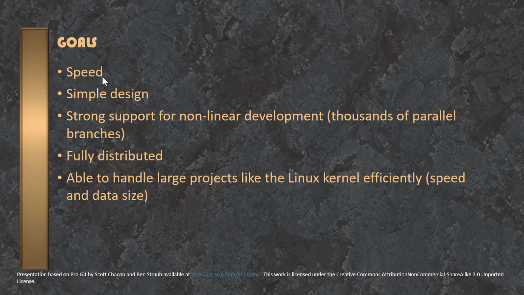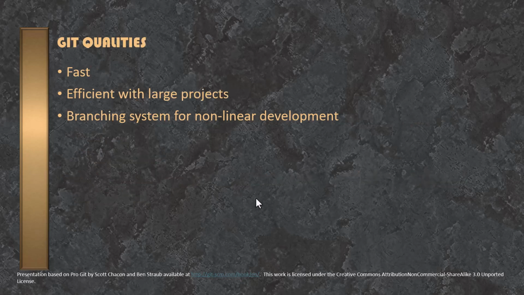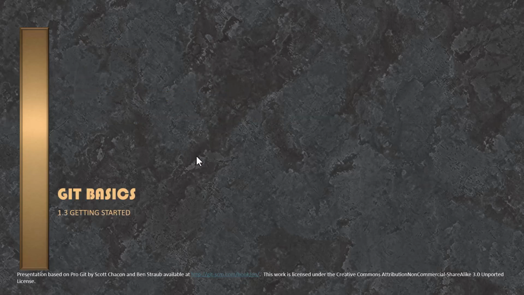So the goals were to have something that was fast, simple in design, with strong support for nonlinear development, fully distributed, and able to handle large projects like the Linux kernel. And so that's what we got. Git is fast, it's efficient with large projects, and it has a branching system for nonlinear development.